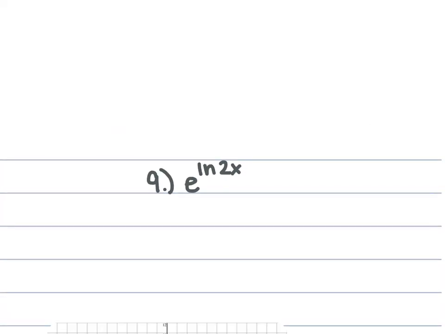For 9, we have e to the power of ln 2x. Remember, anytime e to the power of ln or ln to the power of e, they cancel out, and we're left with that 2x.